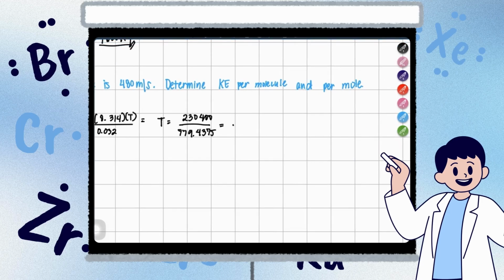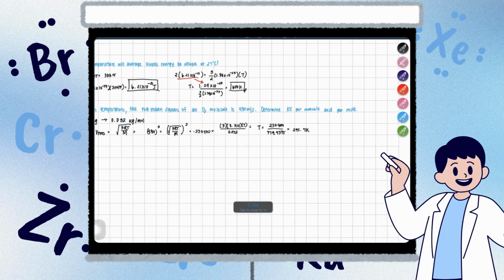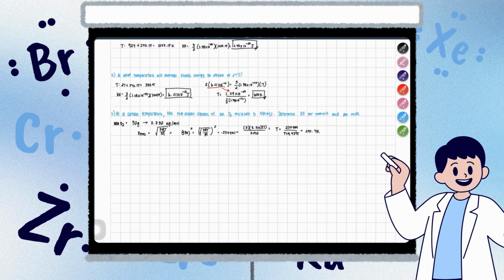And we will get 295.7 Kelvin. So this will be the temperature that we will be using to get the average kinetic energy of oxygen.